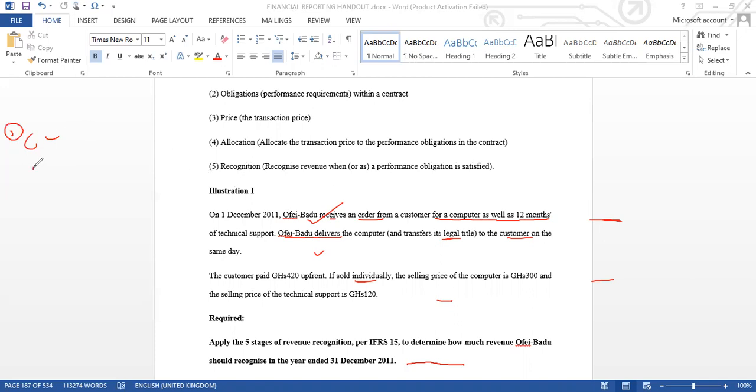What is the next one? We find the performance obligation. Yes, so what are the performance obligations here? One is to deliver the computer. And the second one is the technical support for 12 months. Yeah, so we have the technical services. And it's good you said it's 12 months. Well, what is the next thing?